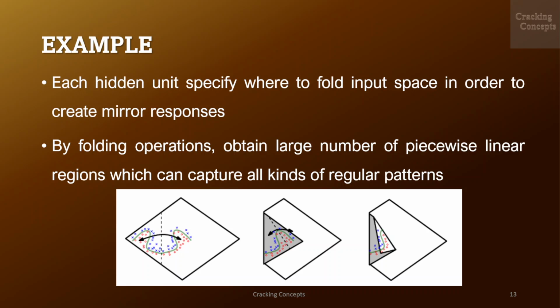The center image now. The function can be obtained by folding the space around the axis of symmetry. Now going to the right-hand image, another repeating pattern can be folded on top of the first, that is by another downstream unit, to obtain another symmetry which is now repeated 4 times with 2 hidden layers.